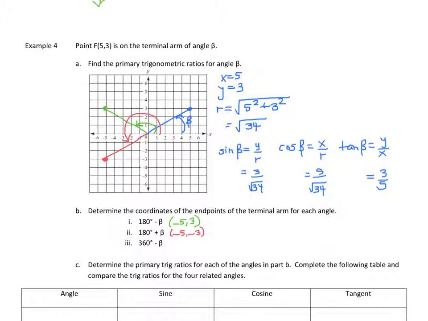Now we'll grab one more color here for the last one, which is 360 degrees minus beta. That angle would have its terminal arm in quadrant 4, and by now I think you see the pattern happening here. A point on that terminal arm would be 5, negative 3. So this would be the angle 360 degrees minus beta.